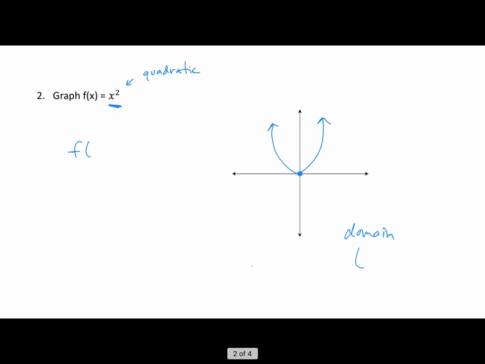Well, let's look at the domain from left to right. This arrow says that this keeps going left forever, so that's negative infinity to positive infinity. So it doesn't matter what x we put in. If you want to get another point, say x is 3. So you get a point of (3, 9) if you needed to plot that on the MyMathLab program.